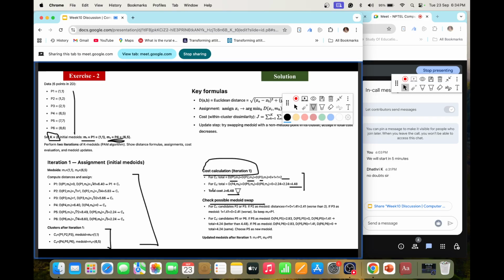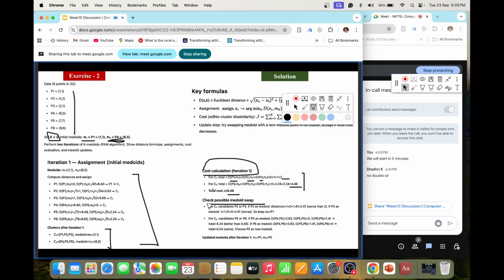Our idea is that this cost should remain the same in the next iteration, or this cost should decrease. For that, we will again update the centroid. How will we update the centroid? We will update it by changing the medoid, or changing the median.